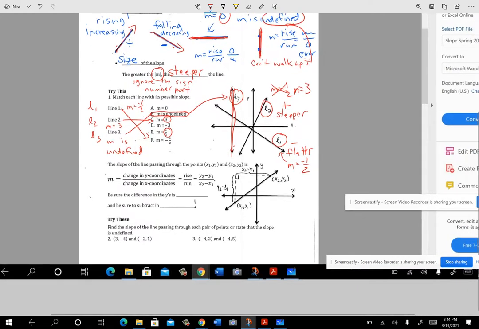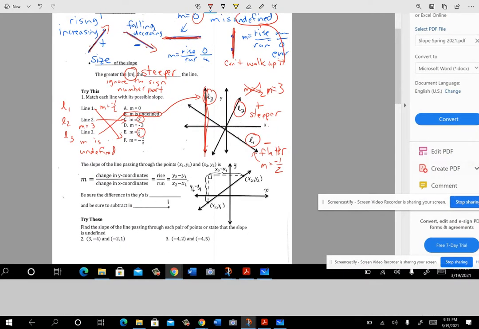Okay. All right, now down here at the bottom, we're looking at what most people think about when they hear the word slope. They think, oh, that's that formula, you know, that y2, y1 thing. All right, so let me make sure you understand what the formula is saying. Okay, so again, we're working on slope.